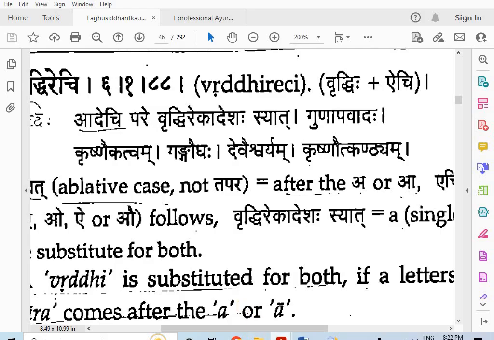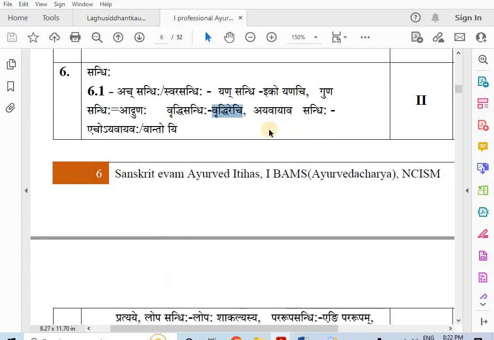Okay, students, Vruddhi Sandhi that we have finished. Now we'll move forward and check the next sandhi, Yan Sandhi. What is the name of the sandhi, students? Yan Sandhi. Remember.